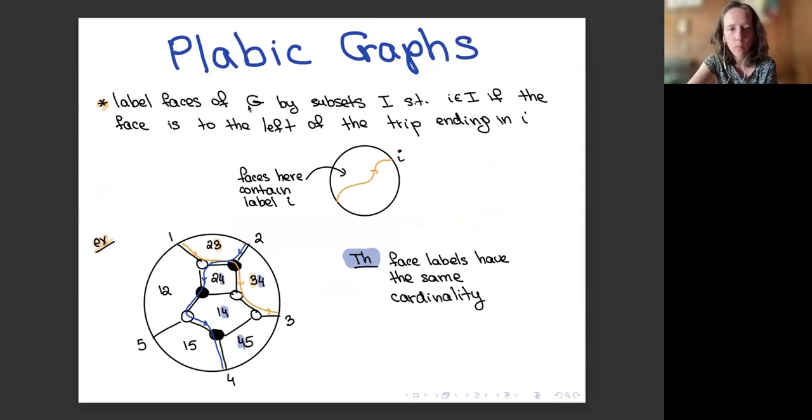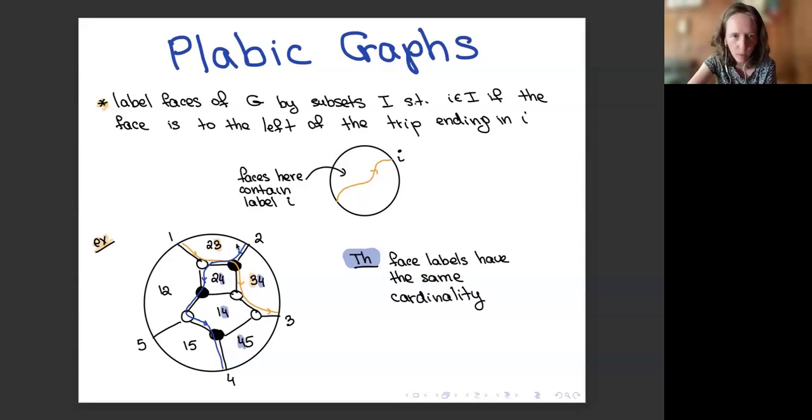My faces of the plabic graph are going to get labeled by subsets I, such that we have the following. Whenever you look at a strip, such as one of the ones we drew on the previous slide, suppose the trip ends at vertex I on the boundary. It starts somewhere, but it ends at I. Then this strip is going to subdivide my plabic graph into two pieces, something on the left and on the right of that trip. I'm going to label the faces on the left of the strip with I, so all those faces are going to contain I. Then I do it for all the trips and I get some subset of 1 through n.